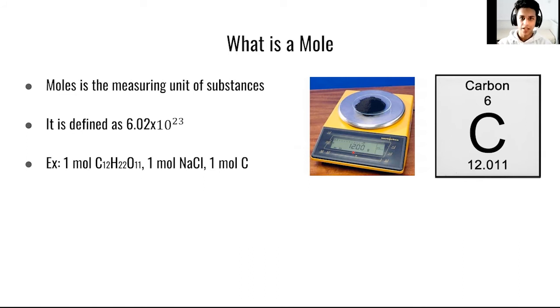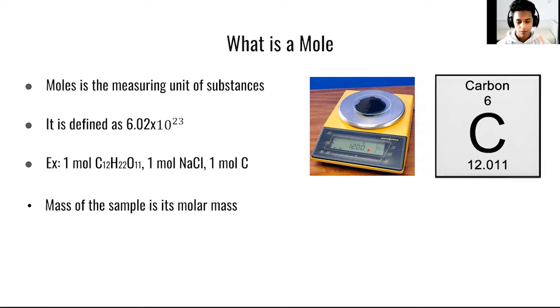AMU, by the way, is the mass of this carbon atom, but in a tiny unit. So Avogadro's number has helped scientists measure the mass of atoms in grams instead of AMUs, because AMUs are really tiny. This mass is called the molar mass. So the mass of one mole of a sample is its molar mass.